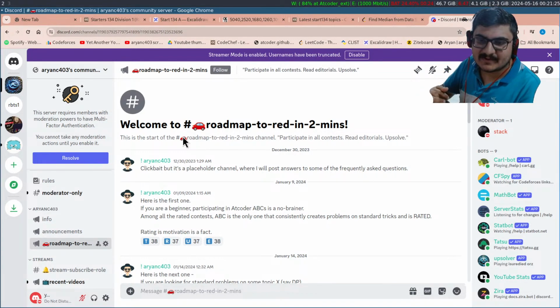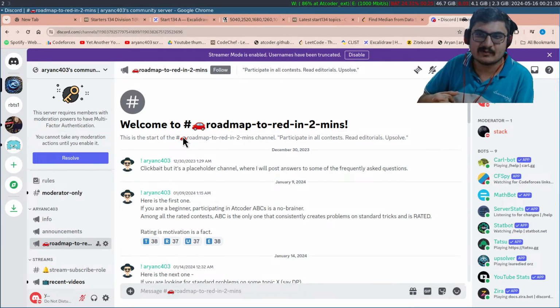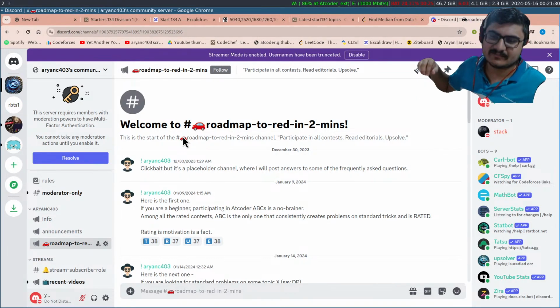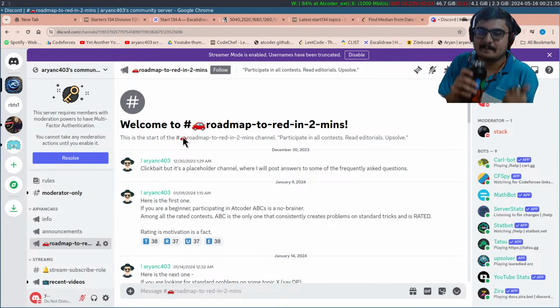Is that prison escape problem solvable using DFS? No, I don't think the constraints allow it to be solved using DFS. You will end up getting it really.